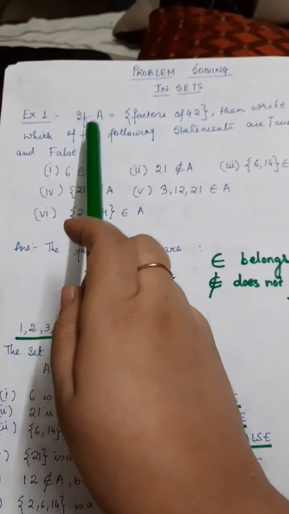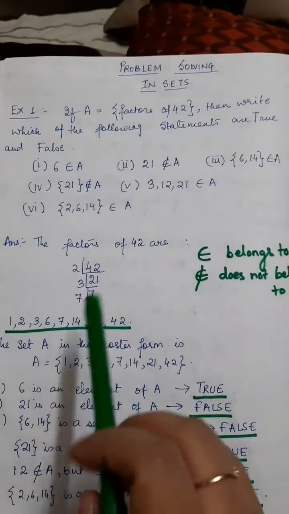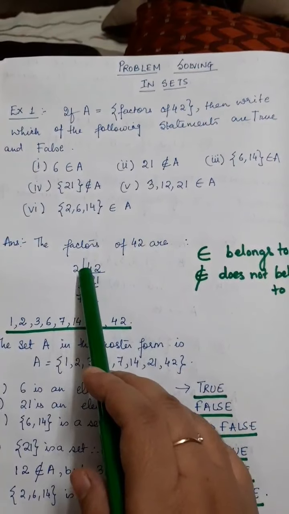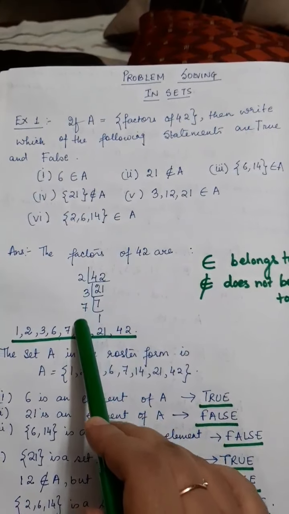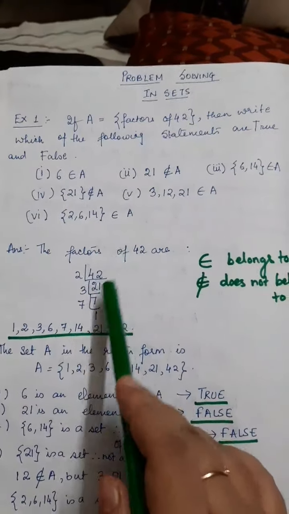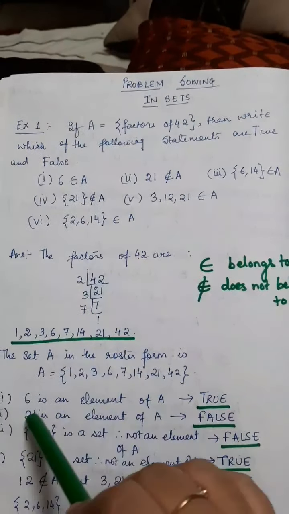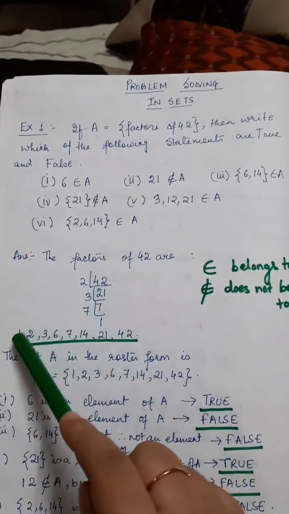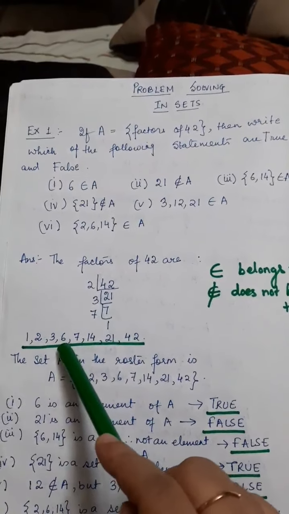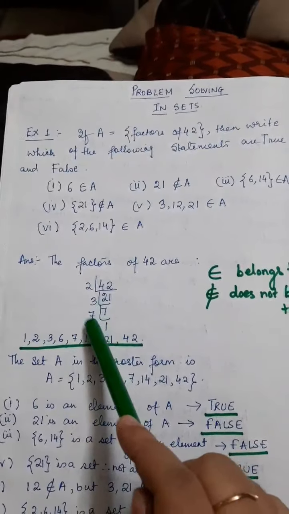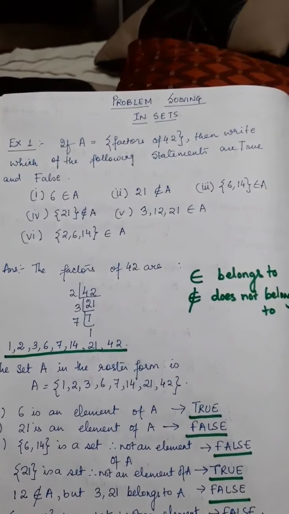So my question is, if A is equal to factors of 42, you have learned in the previous class how to find out factors of 42. I find out by prime factorization method what are the factors of 42. 2, 3, 7, 1 as well as 6, 21, 14 as well as 1. So these are the factors of 42: 1, 2, 3, 6, 7, 14, 21 and 42. So by prime factorization method, I find out what are the factors of 42.